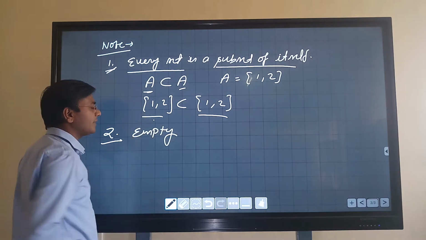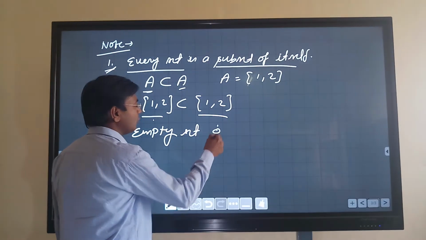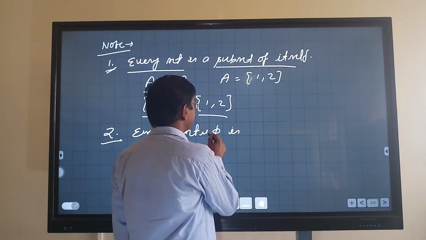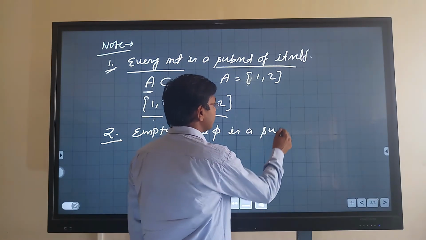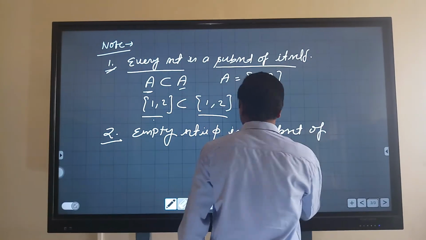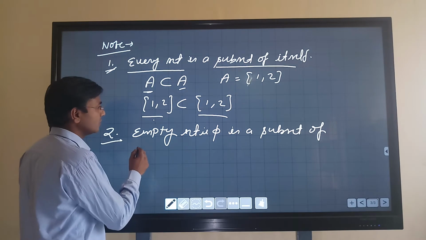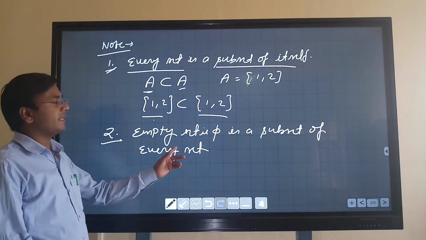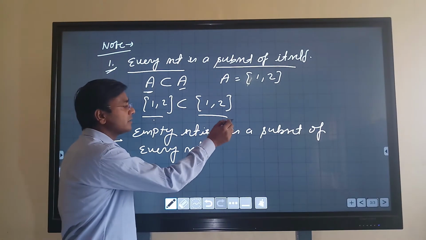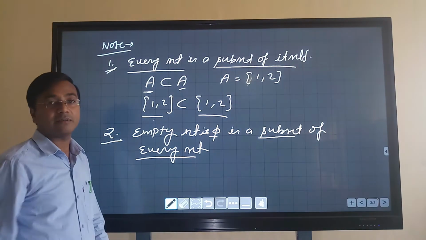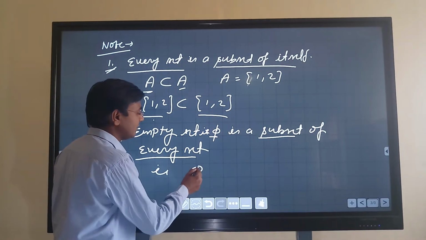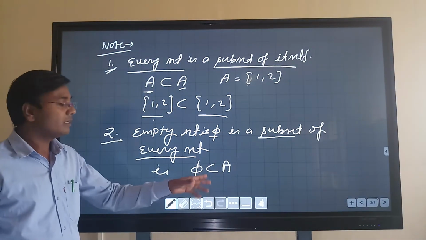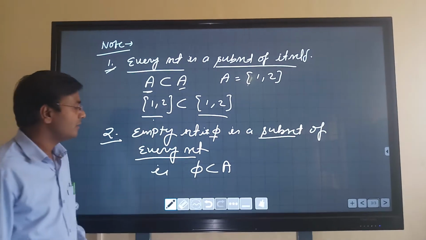now I am taking the empty set. The empty set, which is denoted by the letter phi, is a subset of every set. Why? Let's write it mathematically, symbolically: phi is a subset of any set, let A, B, C be non-empty sets.